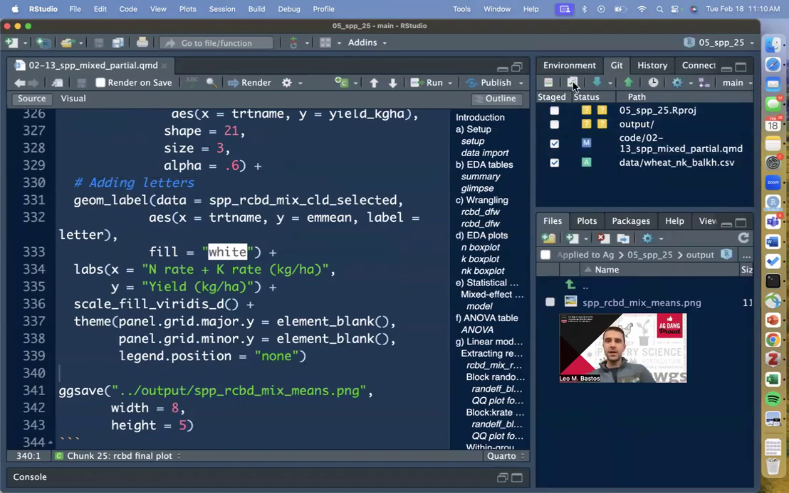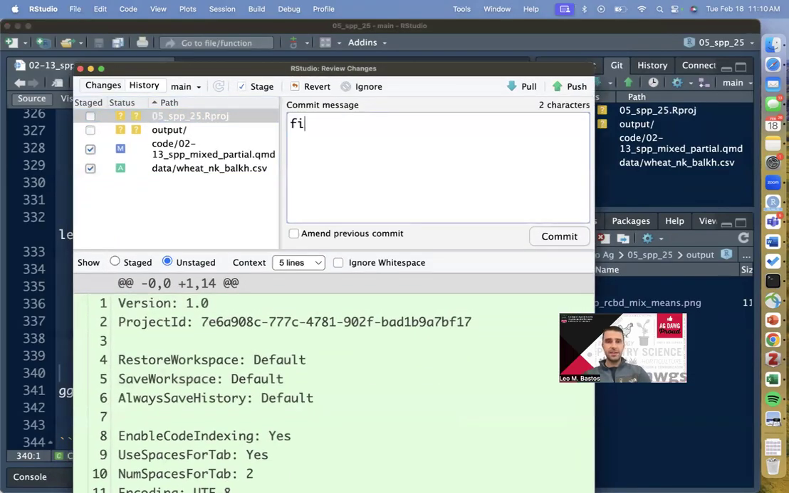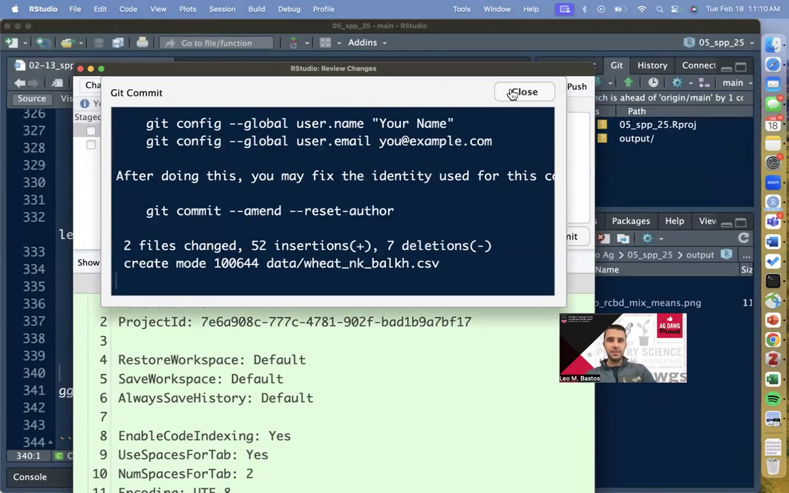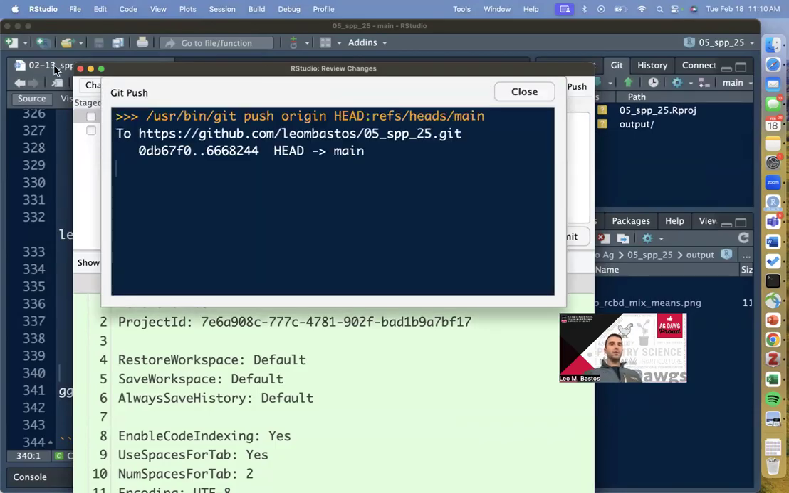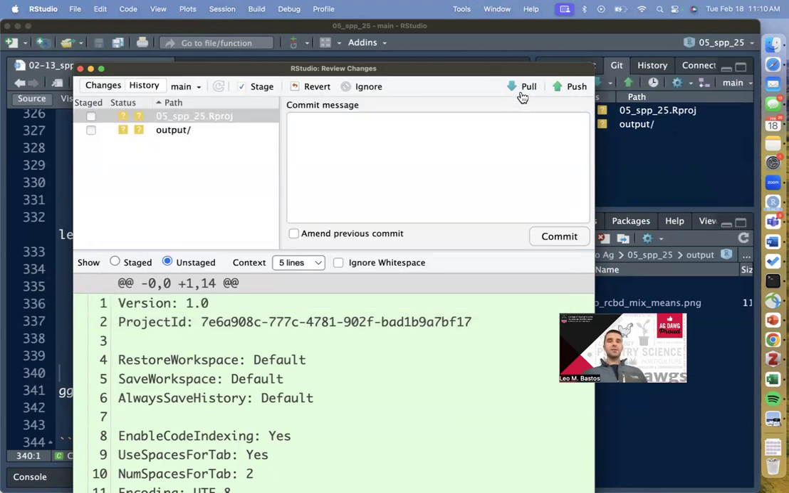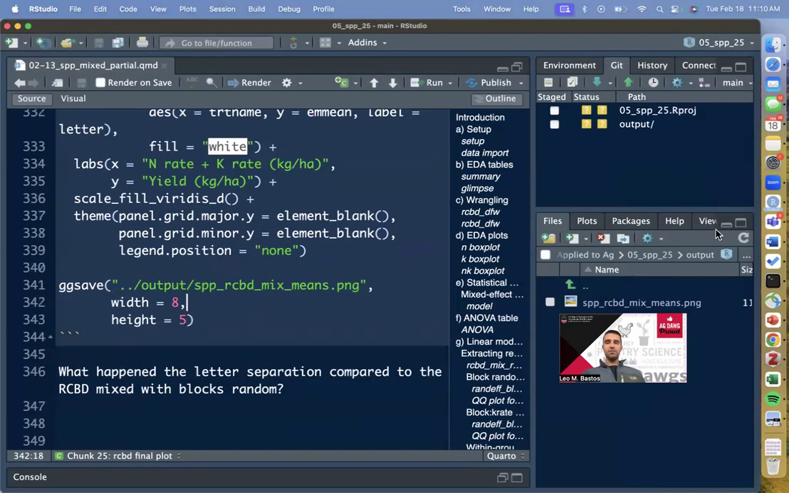So if you stage there, then click on that checkbox icon. You can just say finished SPP or whatever you want. You can commit, close, and push. And if you want to make sure that what you did is reflected on your GitHub, if it all worked, then you can go on your own GitHub and check if those changes you made to the script are reflected.